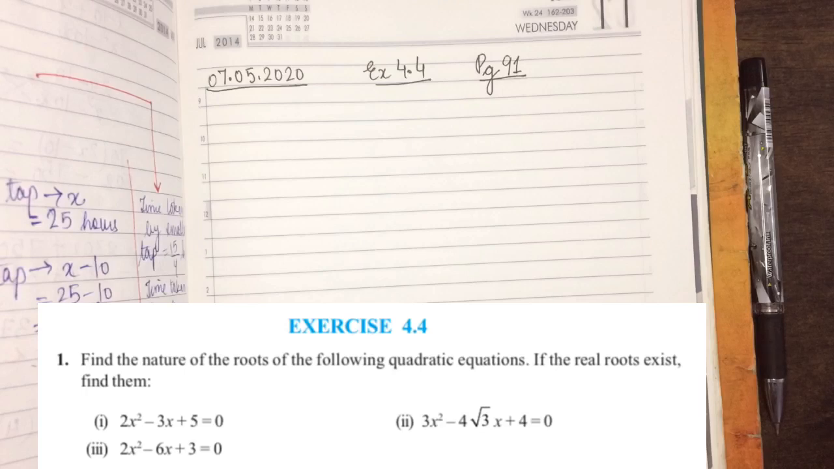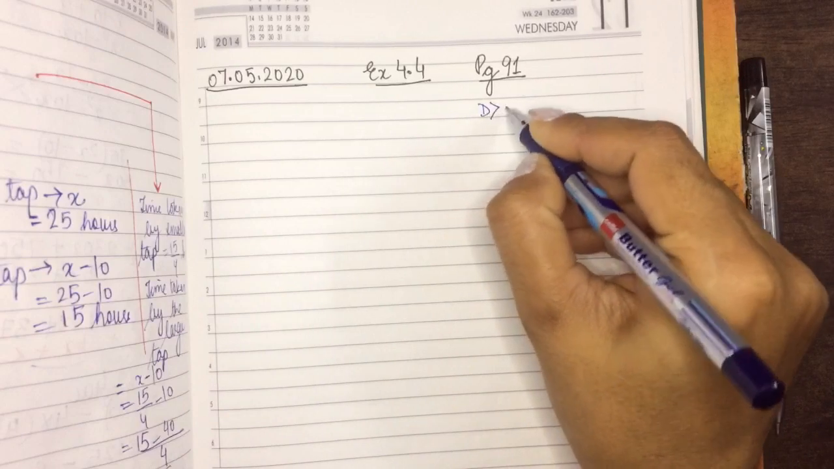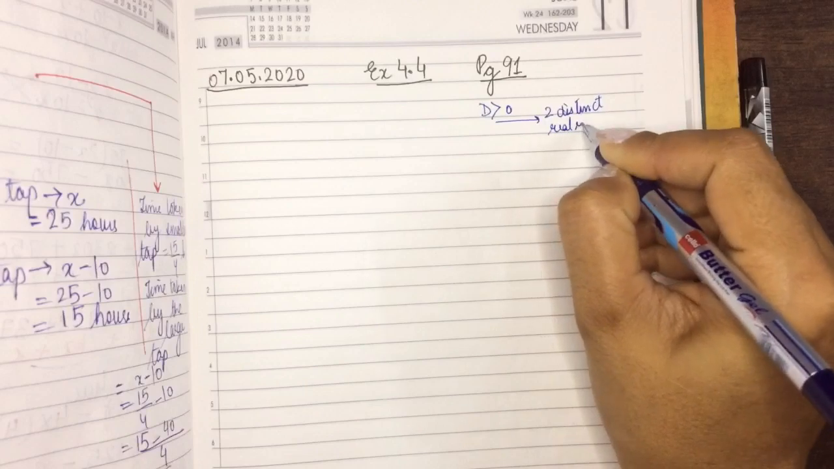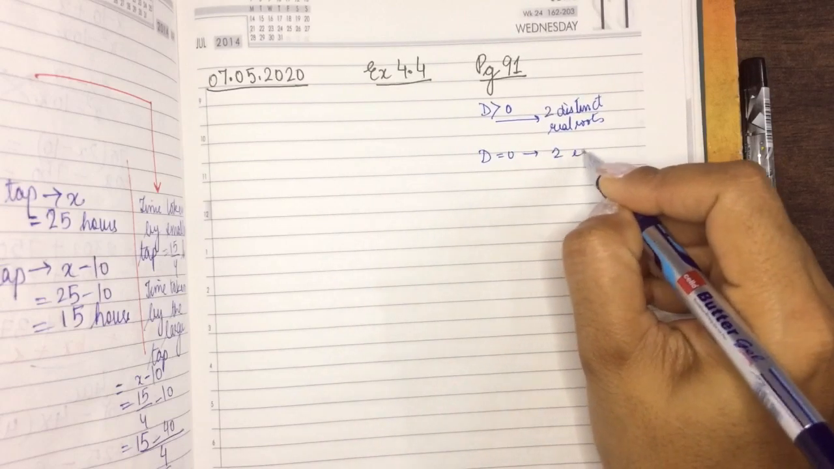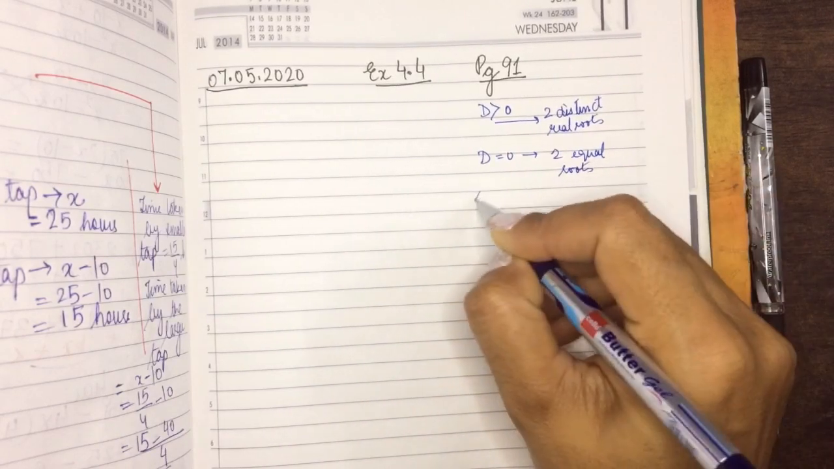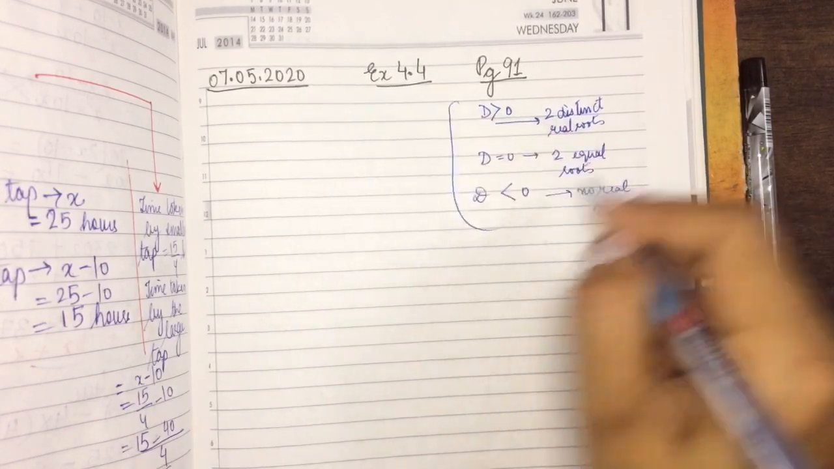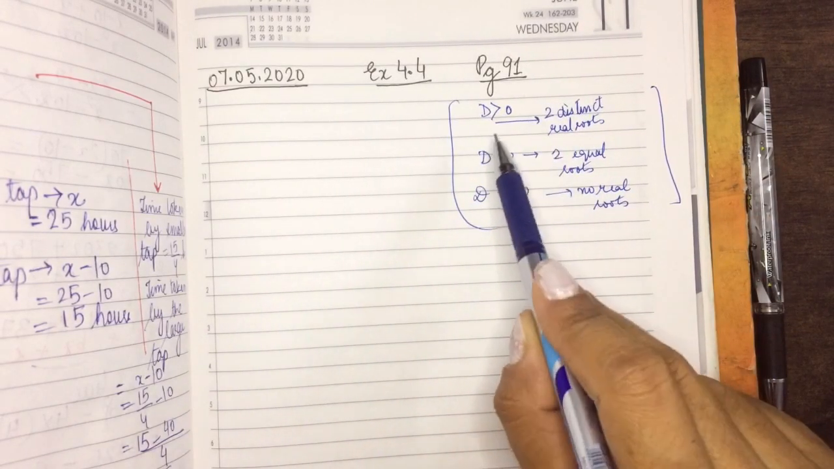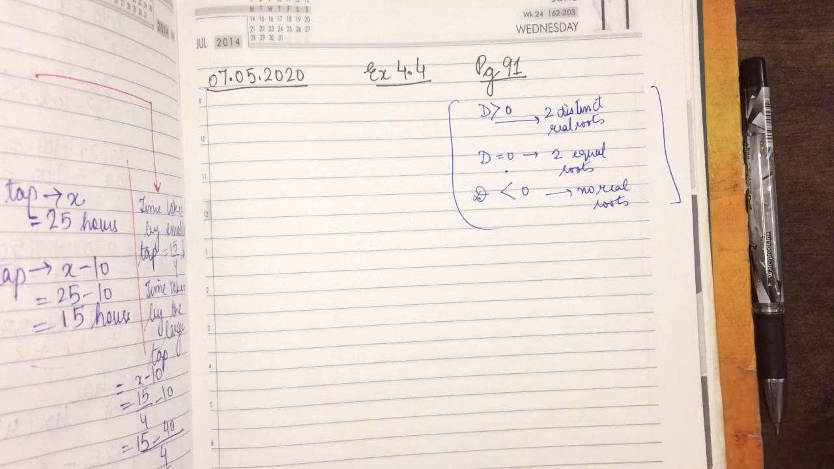And if there are real roots, which is in two cases, either the discriminant should be greater than 0, in which case the equation has two distinct real roots, or the discriminant should be equal to 0. In this case, two equal roots are obtained. If the discriminant is less than 0, there are no real roots. So this is what we will do. We will find out the discriminant, and if it is greater than 0 or equal to 0, we are going to find the answer. If the discriminant is less than 0, we will not find the answer.